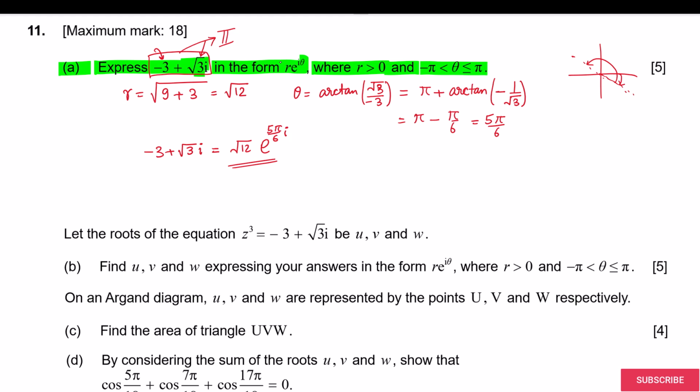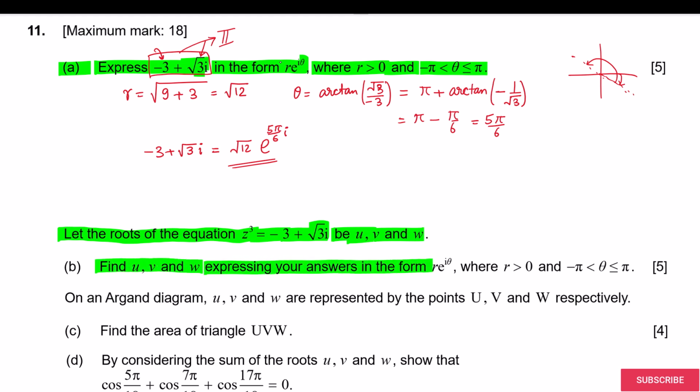So for the next part, let the roots of the equation z cube equals negative 3 plus root 3 iota be u, v and w. These are the three roots of this equation. And the B part question itself is: find u, v and w, expressing your answers in the form r e to the power iota theta, where r is of course greater than 0 and theta is between negative pi and pi.